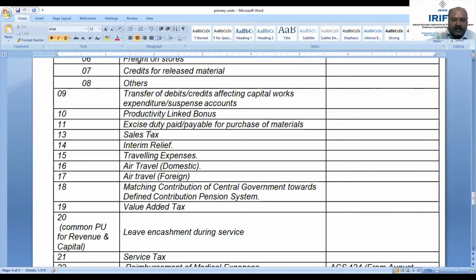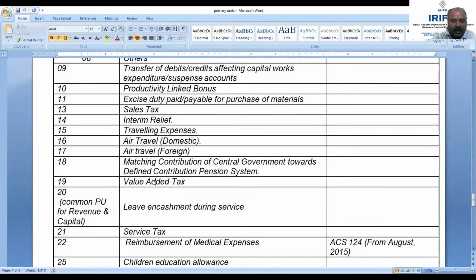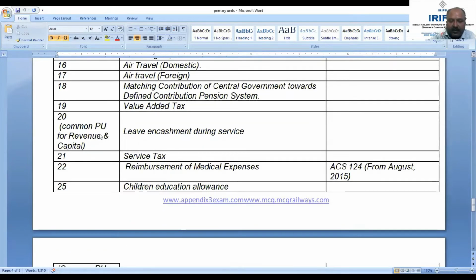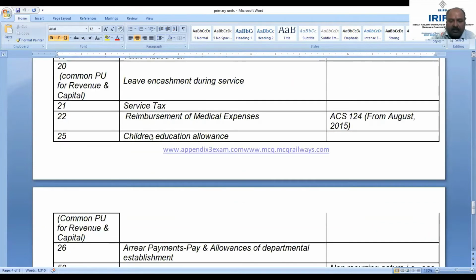So these are the excise duty, sales tax, interim relief, traveling expenses, air travel domestic and foreign. And here this matching contribution, on the revenue side, 08 is operated. Here it is 18. And 20 and 25 are common for revenue and capital, leave encashment. Already we discussed it. 25 is also common for revenue and capital.